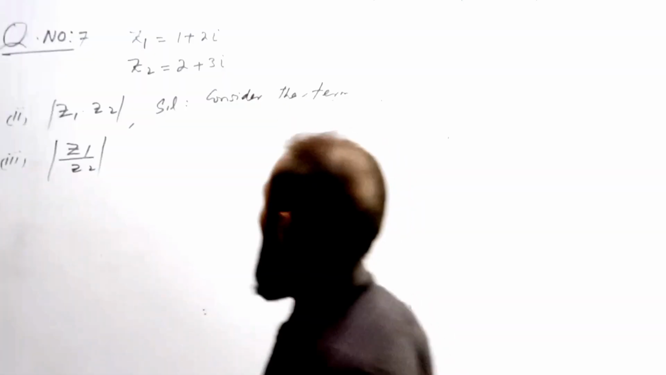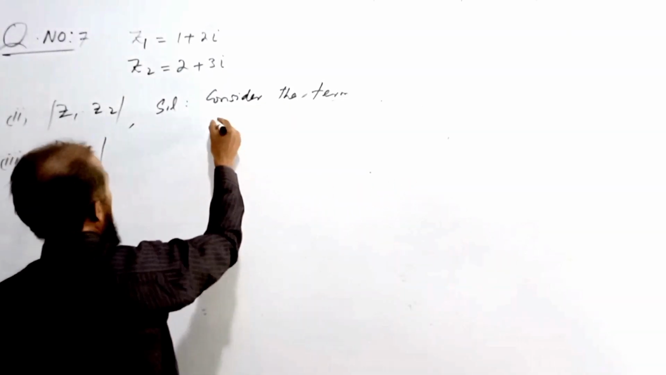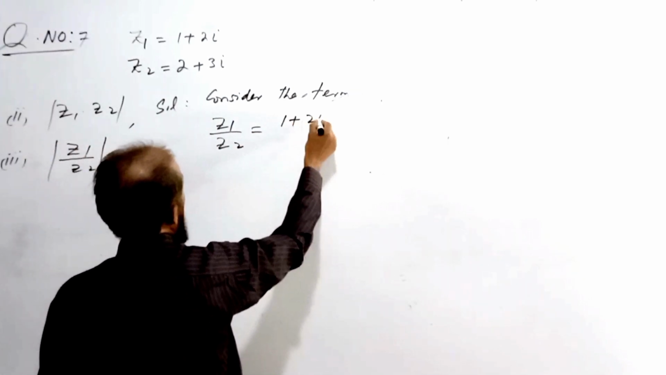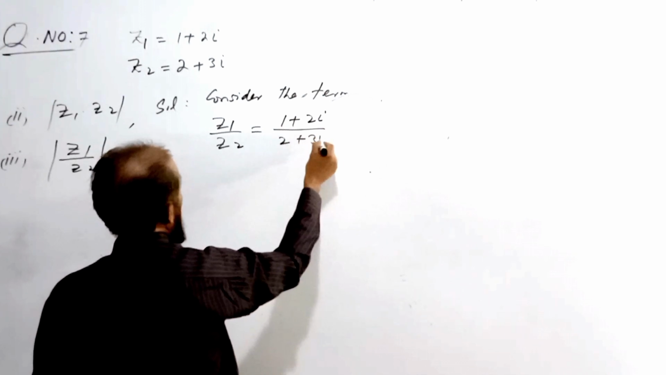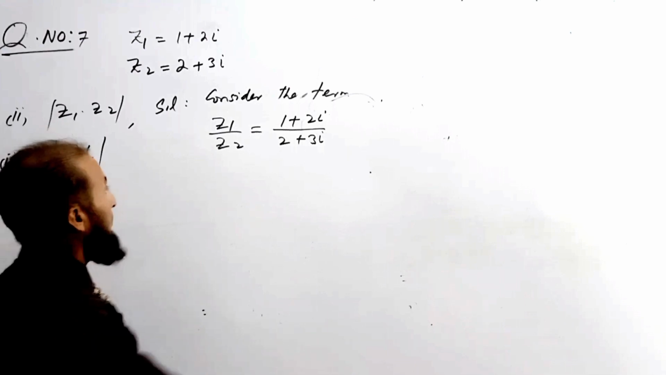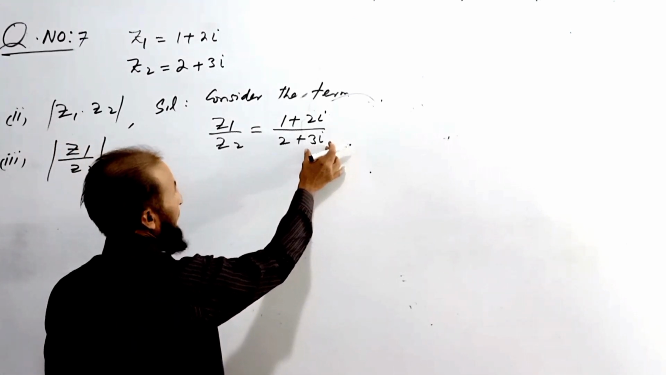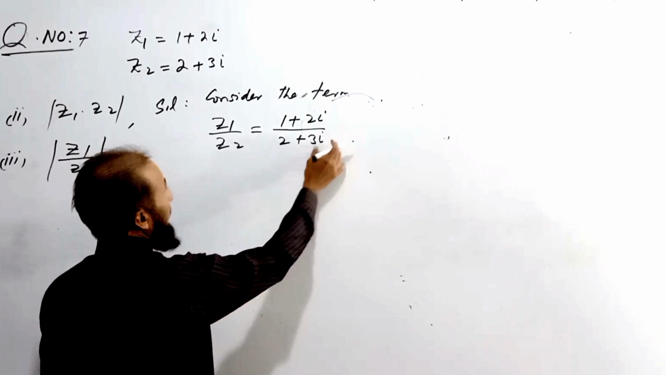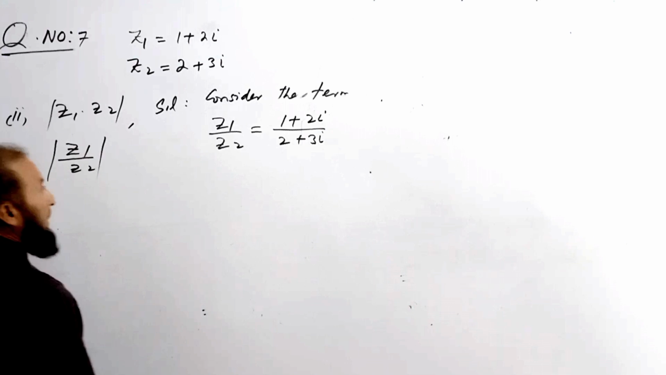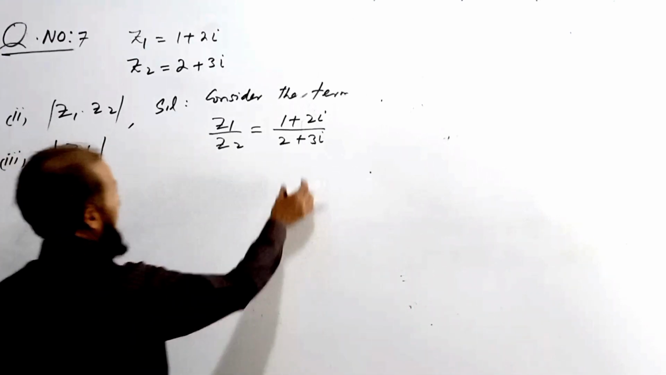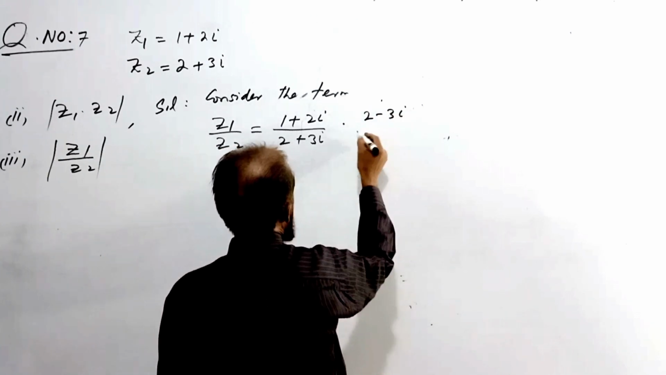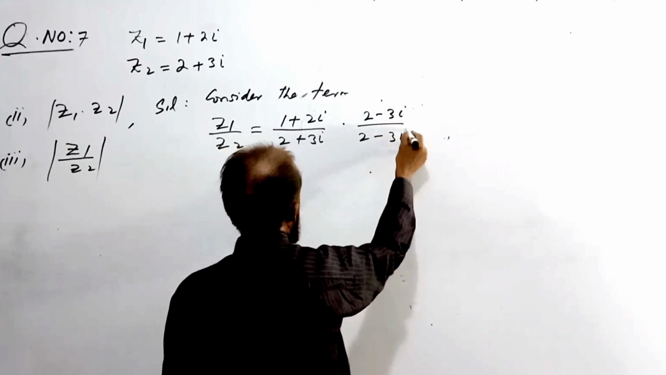Now we are proceeding here. Consider the term z1 divided by z2: 1 plus 2 iota divided by 2 plus 3 iota. We have already solved this in a previous question. The problem is coming once again: a complex number in the denominator. We want to finish this term. It means that we divide and multiply by the conjugate of this one. So we can write directly here 2 minus 3 iota, 2 minus 3 iota.